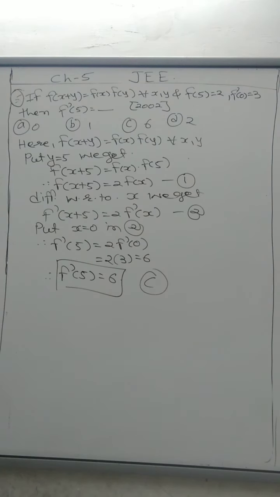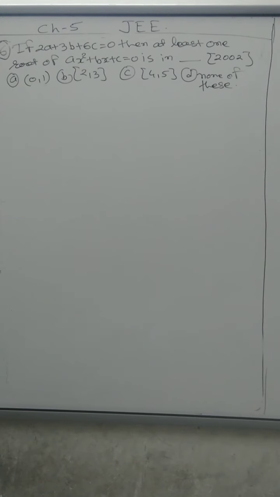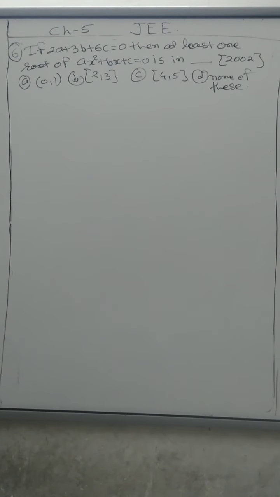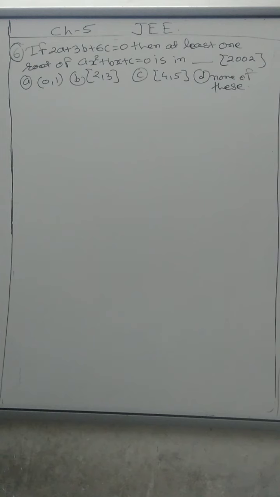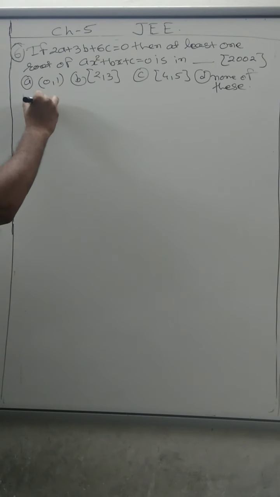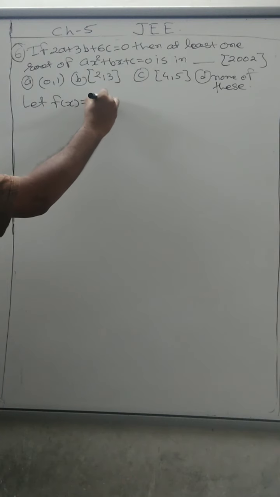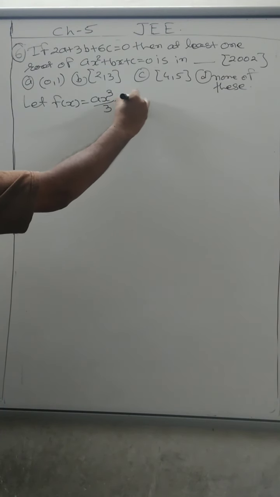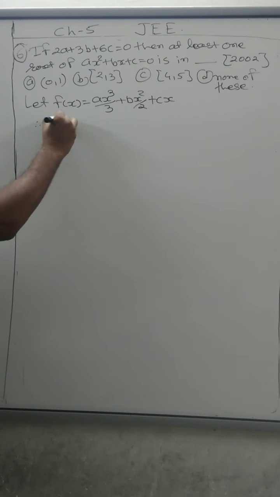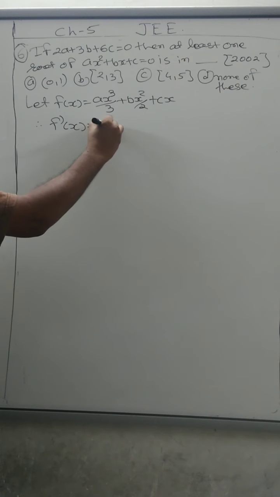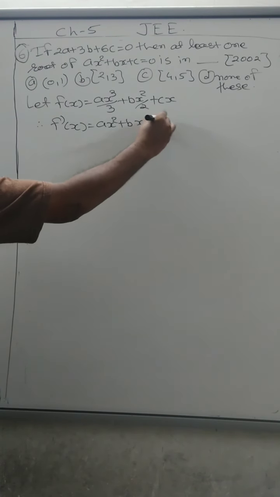Next question, sixth. If 2a plus 3b plus 6c is equal to 0, then at least one root of ax square plus bx plus c equal to 0 is in dash interval. This is a 2002 question. So first of all, let f of x equal to ax cube by 3 plus bx square by 2 plus cx. Now we differentiate, f dash of x, then we have ax square plus bx plus c.